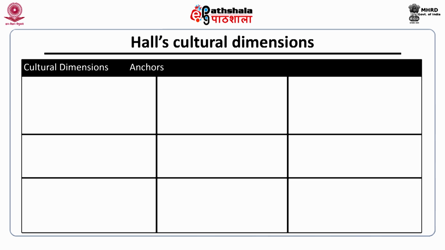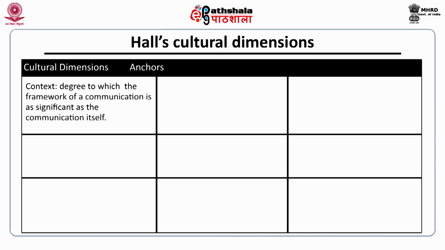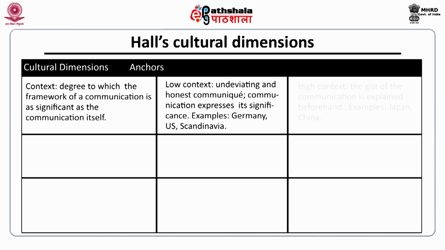Hall's cultural dimensions include context, space and time, against which the various scale anchors are described. Context is the degree to which the framework of communication is as significant as the communication itself. It represents low context and high context. Low context is undeviating and honest communication that expresses its significance, for example, Germany, US, etc. High context means the gist of the communication is explained beforehand, like in the countries Japan and China.